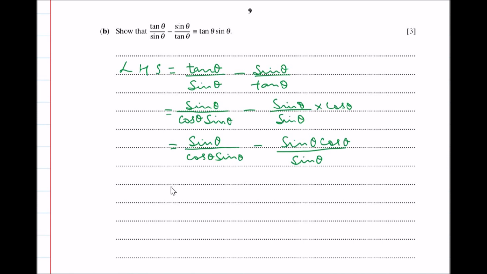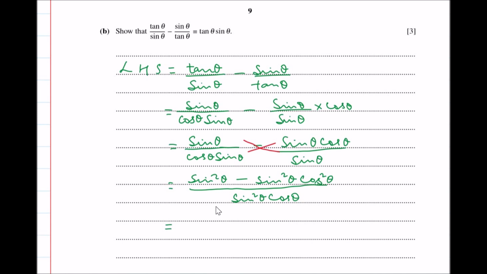Now we can write this as a single fraction. So we'll do cross multiply. Cross multiply, I mean to say, we can go like this. Okay. So sin theta into sin theta becomes sin square theta minus sin theta cos theta into cos theta sin theta. So sin theta becomes sin square theta, and cos theta becomes cos square theta. And the denominator will be multiplied together. So sin square theta cos theta. Okay.